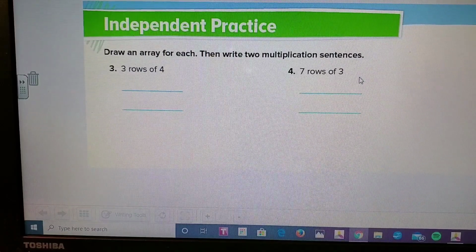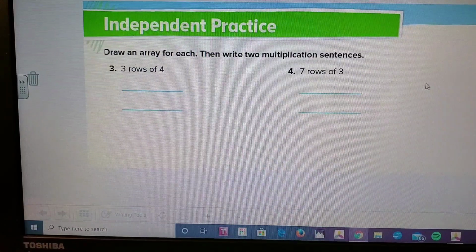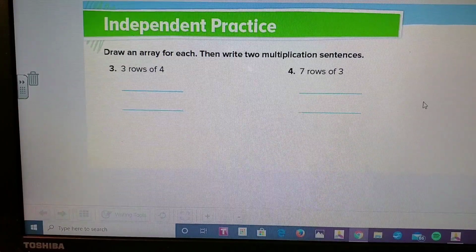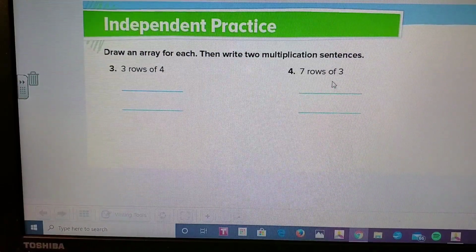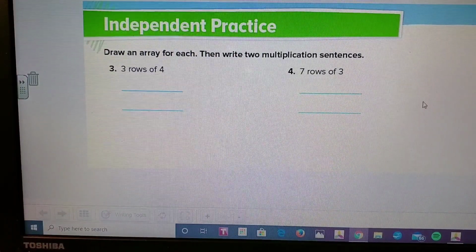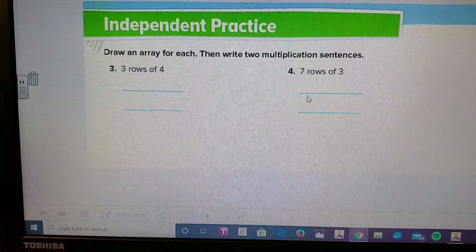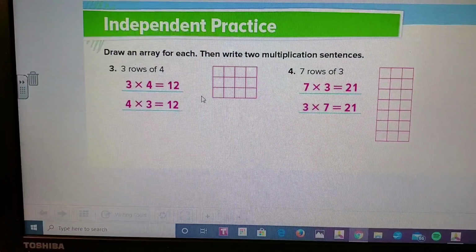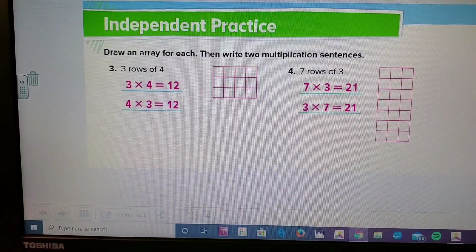Here you're going to draw 7 rows of 3. So 1 row of 3, 2 rows of 3, 3 rows of 3, 4 rows of 3, 5 rows of 3, 6 rows of 3, 7 rows of 3. Your first multiplication sentence will be 7 times 3 equals. Look on your chart and figure it out. Then you'll switch the factors. 3 times 7 equals, and here's what it should look like. 3 rows of 4 equals 12, and 7 rows of 3 equals 21.